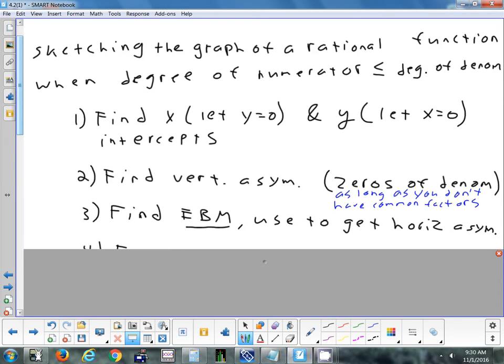Next, when we make a sketch, we're going to find the end behavior model, and that's going to directly help us to get the horizontal asymptote. You're going to see a lot of abbreviations. I'm going to use VA for vertical asymptote, HA for horizontal asymptote, and EBM for end behavior model.